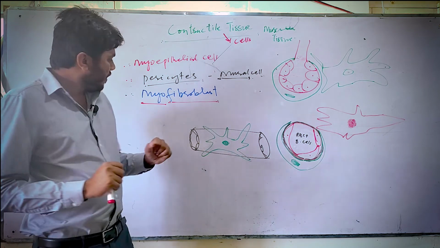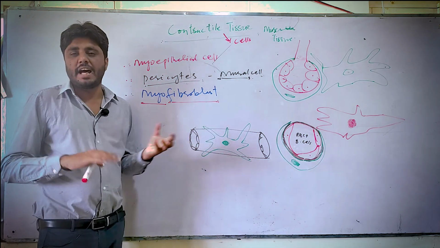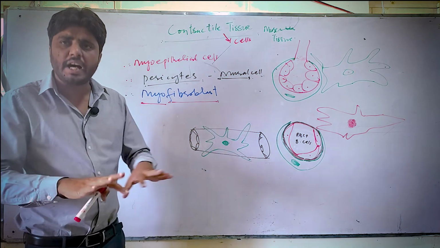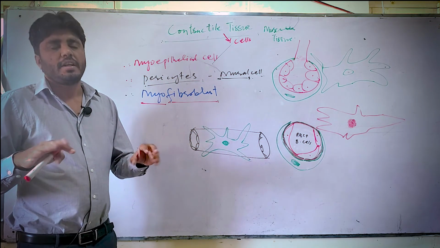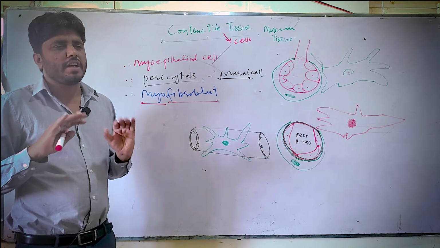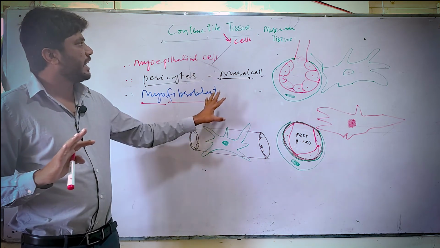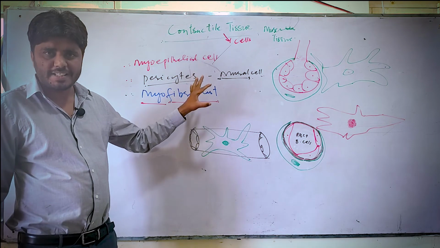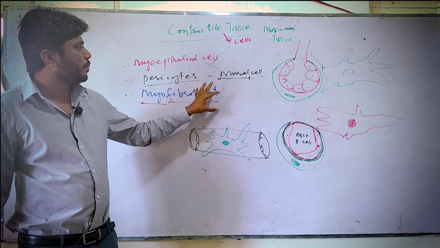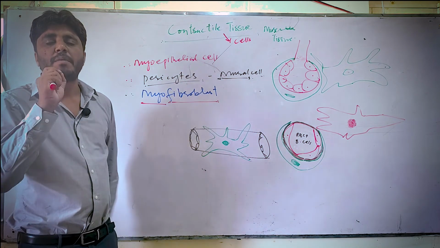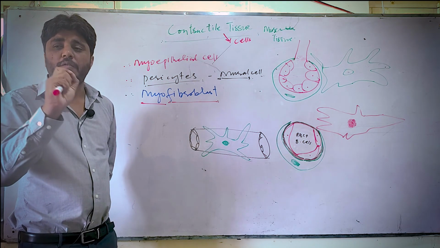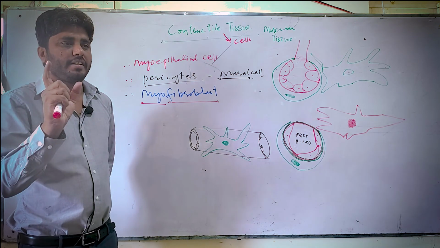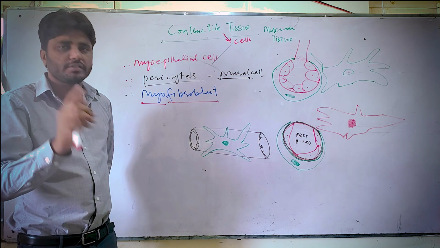When you go to myofibroblast, they are cells in the connective tissue. They help in repair and maintenance of the tissue. The point is why they are called contractile cells: in the cytoplasm of these cells you may find myofilaments, which are contractile proteins that perform contractile function. That's clear? Thank you very much.